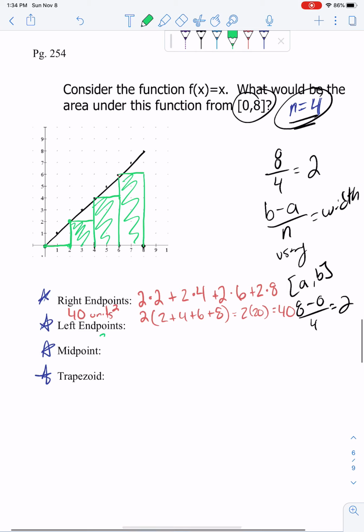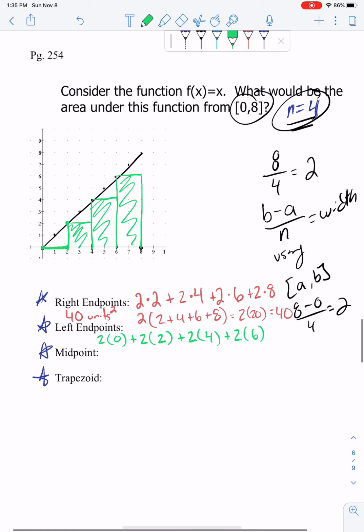Well, the first one is 2 wide, but it's only 0 tall. This one right here. So 2 times 0 plus the second one is 2 wide, and it's 2 tall. So 2 times 2. Plus the third one is 2 wide, but it's 4 tall. And the fourth one is 2 wide, and it's 6 tall. So just like the right endpoint, all of these heights are just being multiplied by 2.